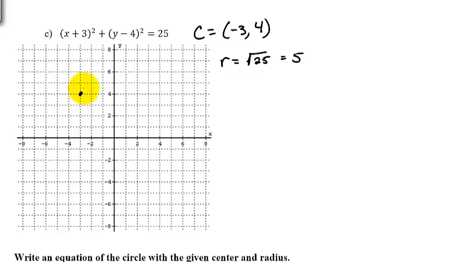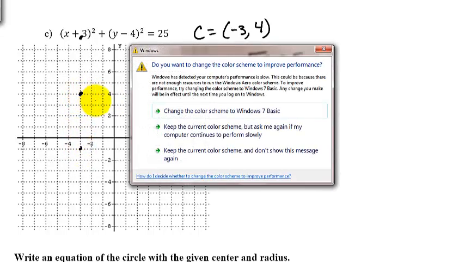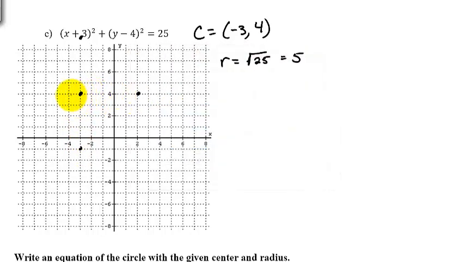So we want to go up 5. That's going to be 1 unit off of my graph there, but that's okay. And then right 5, and then down 5, and then to the left 5. And again, don't forget to label your points.